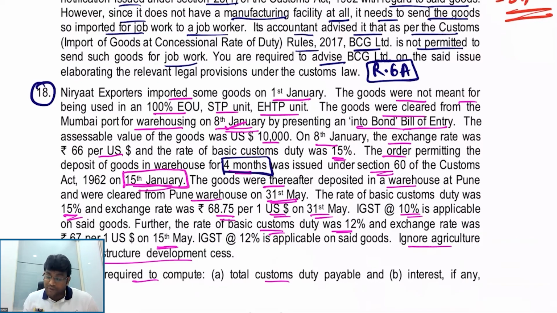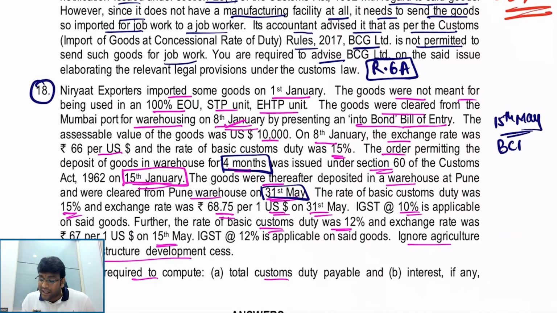4 months. So from 15 January, 4 months: Jan to Feb, Feb to March, March to April, April to May. So on 15th May, that time limit of 4 months is getting expired. Yes or no? The permissible time period of 4 months is getting expired on 15th May itself. But you actually removed on 31st March. Even though you removed on 31st March, my dear friends, we will see the BCD rate on 15th May only.